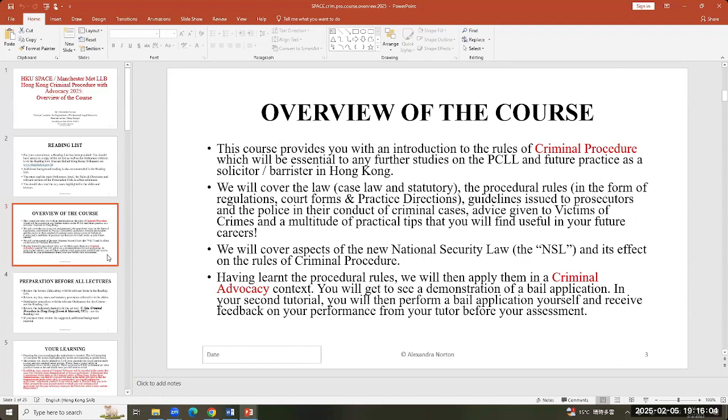tutorial. And the tutorial I think that the students worry about the most is the advocacy tutorial, where you're going to perform a bail application. But before you get there, I'm going to teach you everything you need to know about bail. I'm going to do a demonstration for you of a bail application. I have lots of tips for you to apply in your bail application. So don't worry about it.